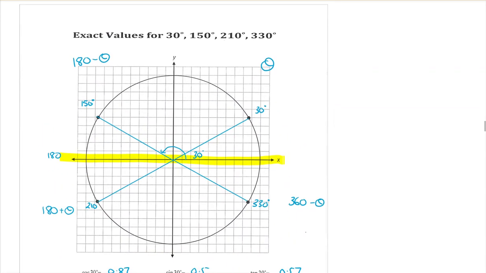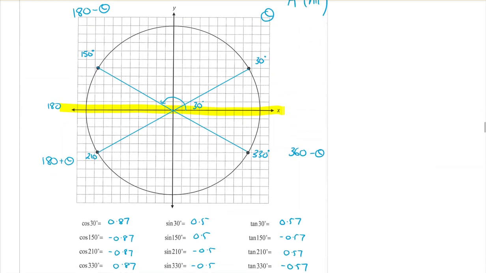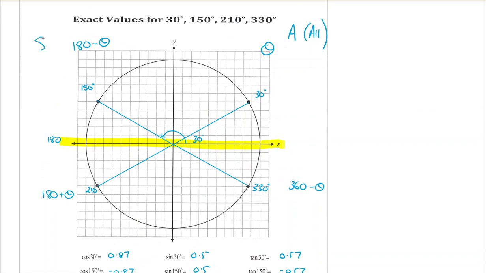So this quadrant here is what I call the A quadrant, which stands for all. Everything in that quadrant, sine, cos, or tan of any angle between 0 and 90 degrees will always be positive. Okay, look at the second line. Cos, negative. Sine is positive. Tan is negative. Sine is the only one that is positive in this second quadrant. So we call that the S quadrant, meaning that only sine of any angle between 90 and 180 will be positive. Cos or tan, though, would be negative.